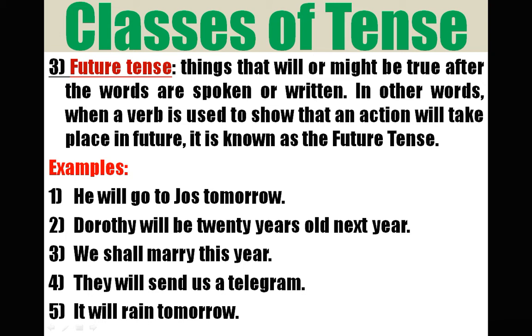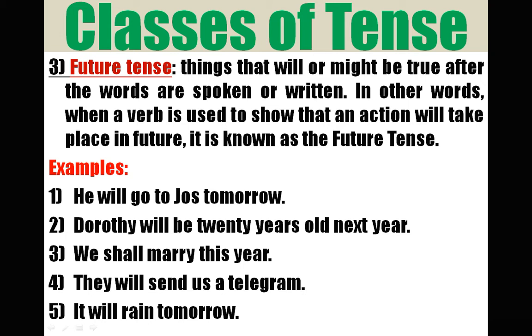And look at it carefully. Things that might be true after the word is spoken or written. That is another way to describe future tense. In other words, you can also say when the verb is used to show that an action will take place in the future. Look at some of the examples. Unfortunately, I did not highlight the word that indicates future tense here, but I will let you know.